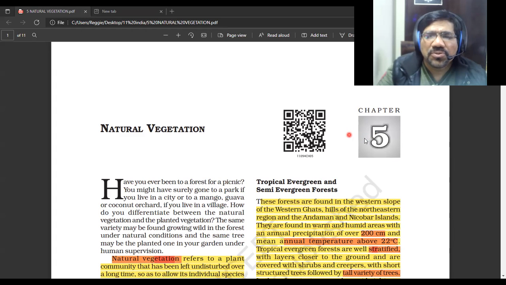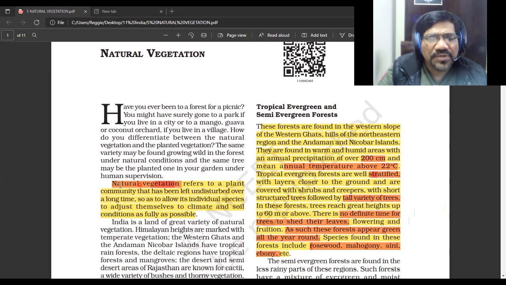So yes, dear children, today we will be teaching you natural vegetation. Natural vegetation refers to the plant community that has been left undisturbed over a long period of time, to allow individual species to adjust themselves to climate and soil condition as fully as possible.